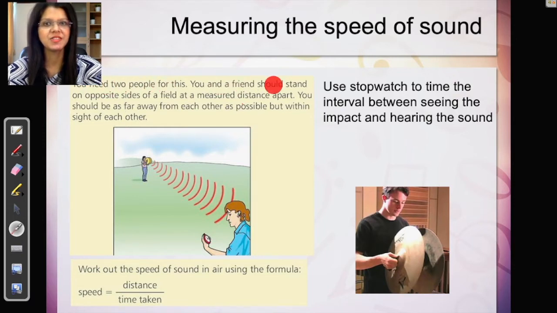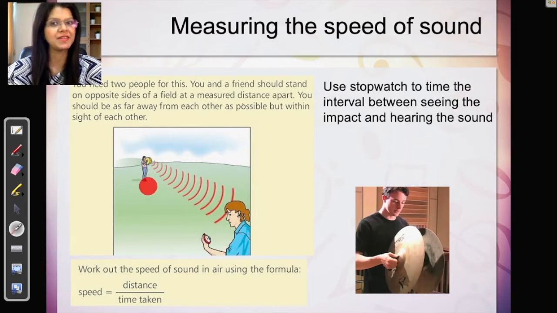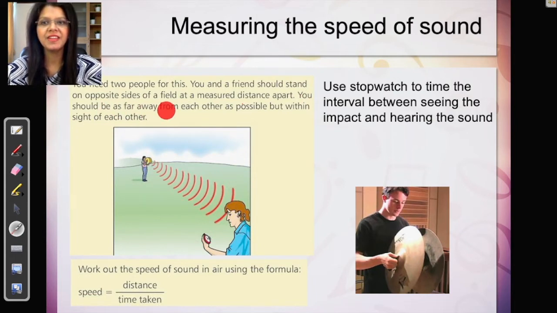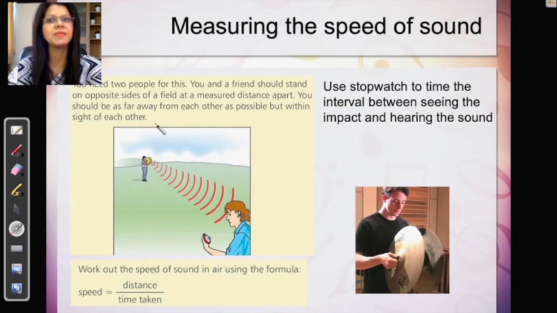You and a friend should stand on the opposite sides of a field at a measured distance apart. Quite far away you can stand, because the cymbal produces a large sound, even if you are very far away. You should be far away from each other as much as possible, but within the sight of each other. You should be seeing each other. It should not be that you are standing in a forest where there are a lot of trees in between. So you stand far away, but make sure that you are seeing each other.